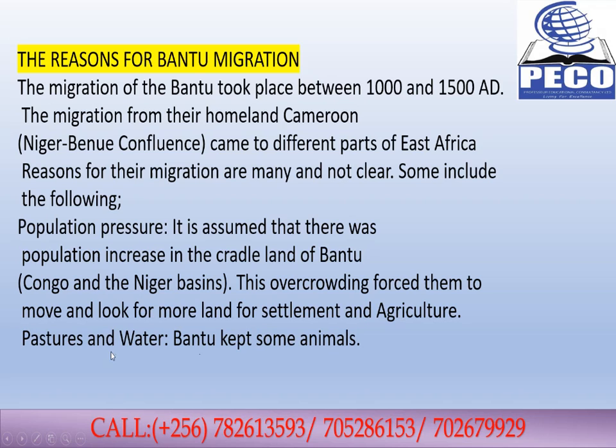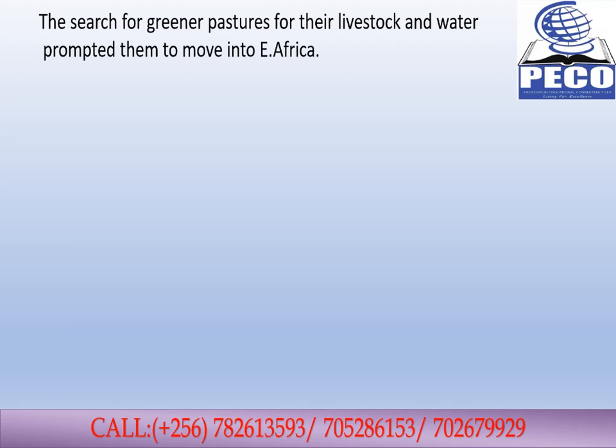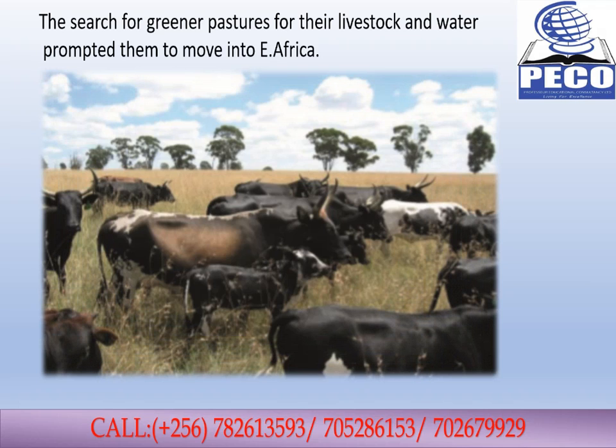Then the next point was that of pasture and water. Okay? The Bantu kept some animals. The search for greener pastures for their livestock and water prompted them to move into East Africa. They kept animals like cattle, goats, sheep, and others. So they were moving, looking for pasture and water for such animals.